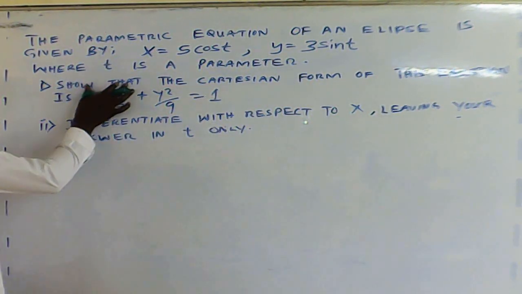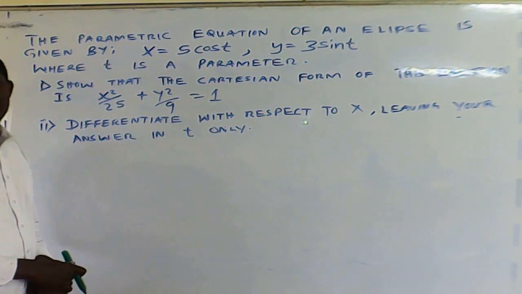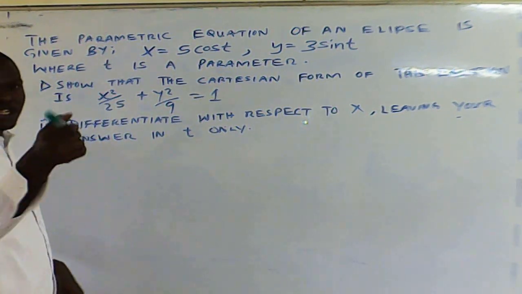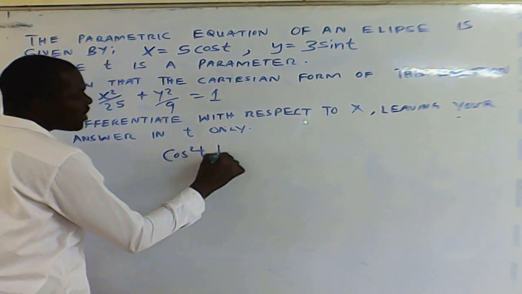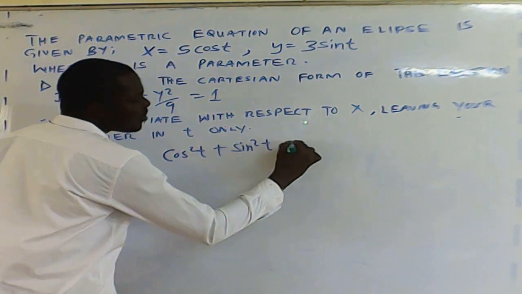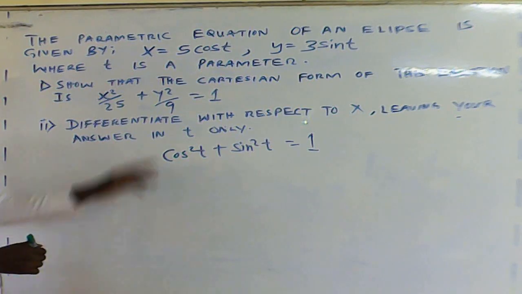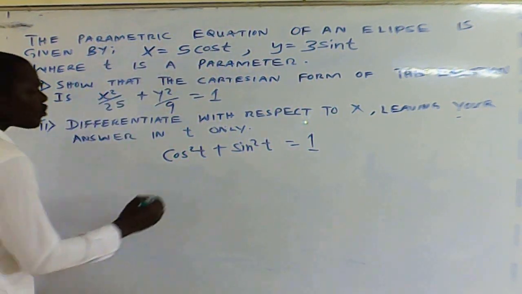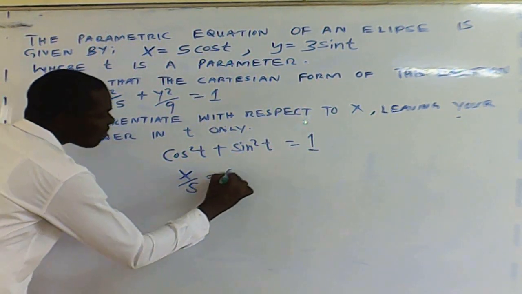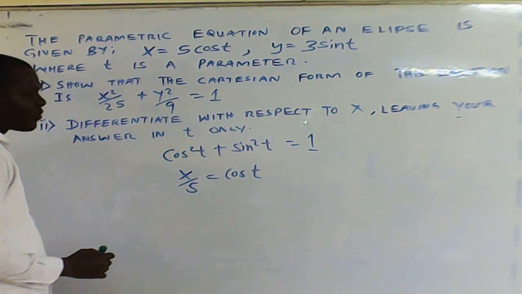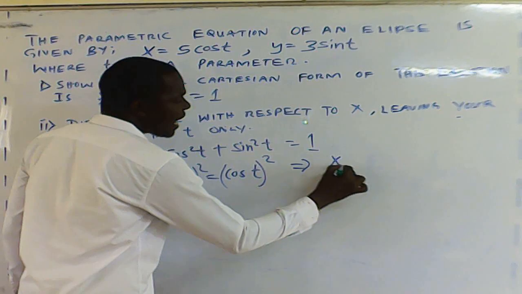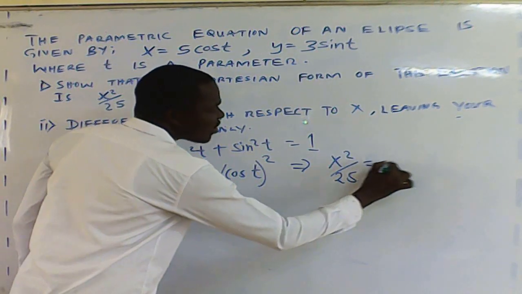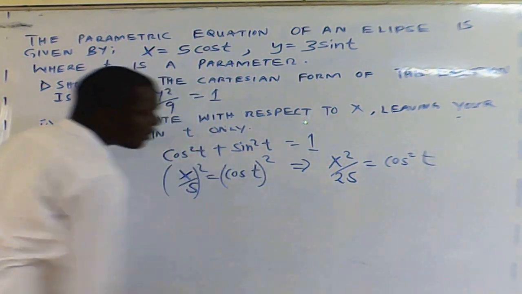Now, the first part of this is just a case of the Pythagorean identity, isn't it? So the Pythagorean identity, you know, when you have cos squared t plus sin squared t equals 1. So if you're given x equals 5 cos t, it simply means that x over 5 equals cos t, isn't it? So if you square both sides of the equation, it implies that x squared over 25 is cos squared t.